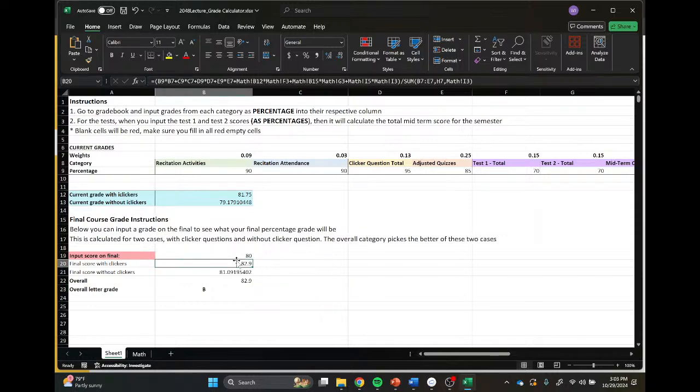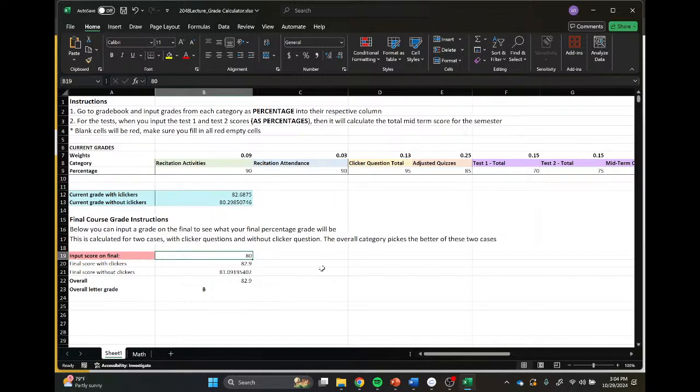Behold, there's a grade with clickers. There's a grade without iClickers. It takes the bigger one. What this also does is it determines whether or not the final will replace one of the tests, and if so, which one it will replace. So for example, let's change this to 75. If you score an 80, your final will replace the lowest test score if it's higher.